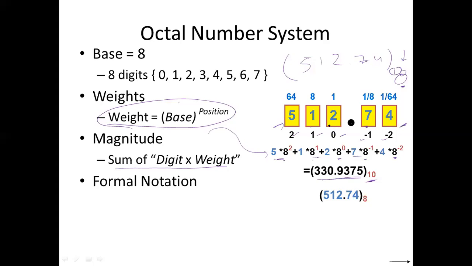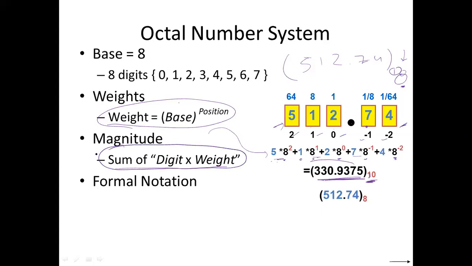So digit multiplied by its weight. 2 multiplied by 8 raised to power 0, which is 1. 1 multiplied by 8 raised to power 1, and then 5 multiplied by 8 raised to power 2, and for this 7 multiplied by 8 raised to power -1, and 4 multiplied by 8 raised to power -2. So the result is 330.9375, and this value is in the decimal number system. So you can remember this thing.